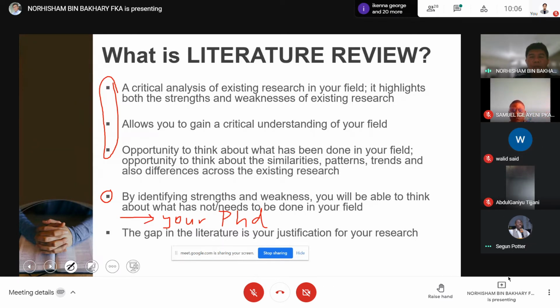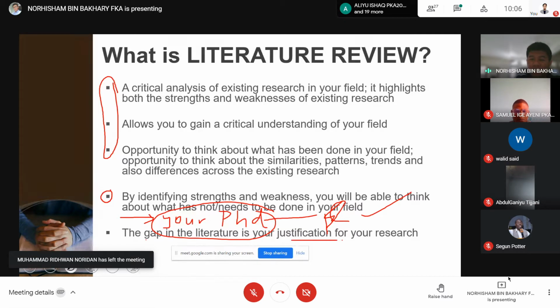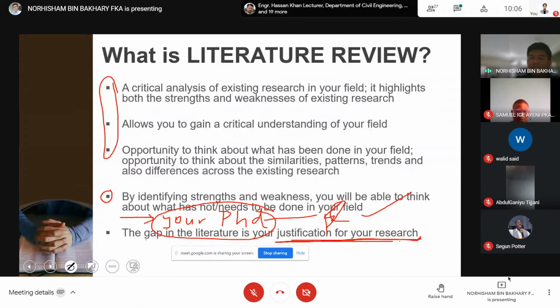You have to present your proposal in your second semester. So which means that it must include this in your proposal. So after this class, you need to work hard to get the research gap. So the gap of the literature is your justification for your research. You see, this is what you need to justify.